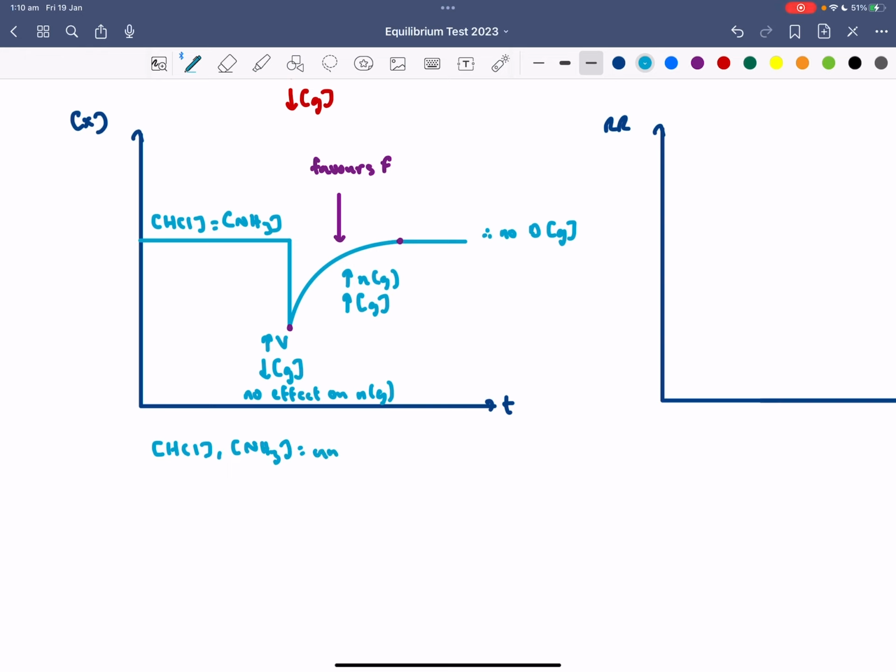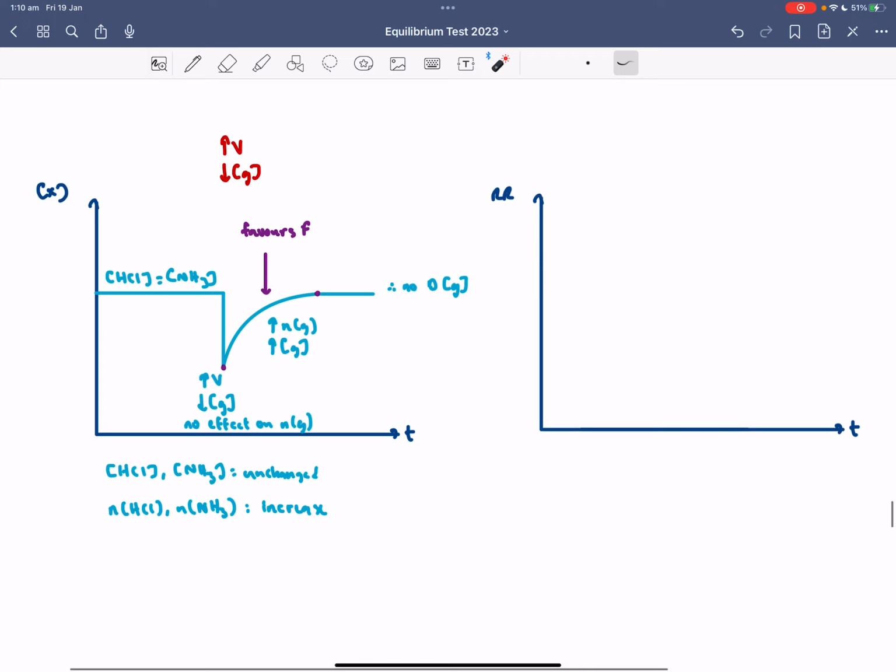But here, nothing happened to the moles, and then you favored the forward reaction and increased the number of moles. What I'm trying to say is despite the concentration of HCl and the concentration of ammonia not changing, the moles of HCl and the moles of ammonia did increase. And we all understand that concept, that concentration is different to moles and they don't have to necessarily do the same thing, especially with questions involving a change in the volume. So that's a very, very important concept that we all need to know.